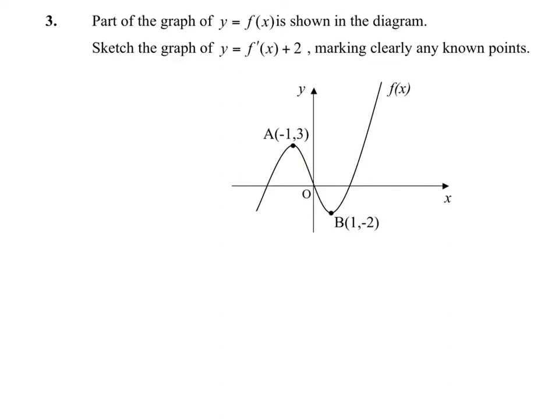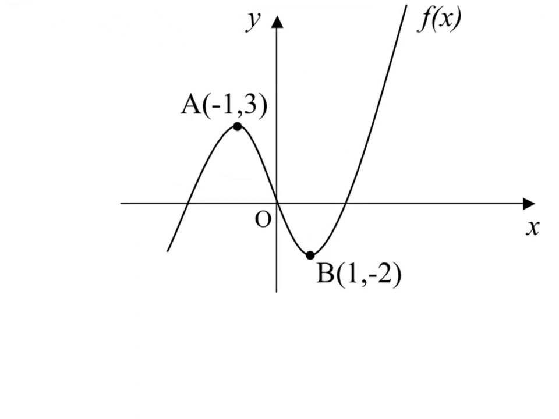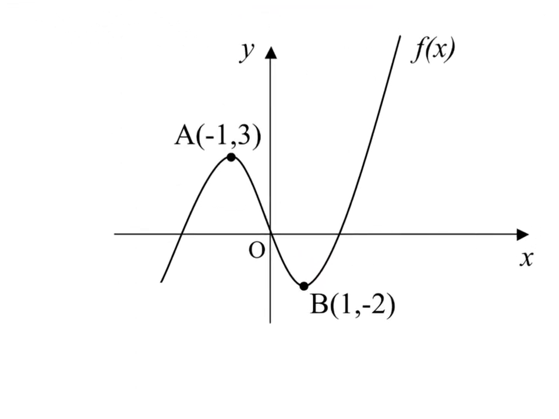So in order to sketch the derivative, we'll use a technique that we've looked at before. Before we do that, we'll zoom in a little bit. The first thing we need to do is identify the stationary points on the original curve. That's this one here and this one here. These stationary points will help us identify where the new graph cuts across the x-axis.